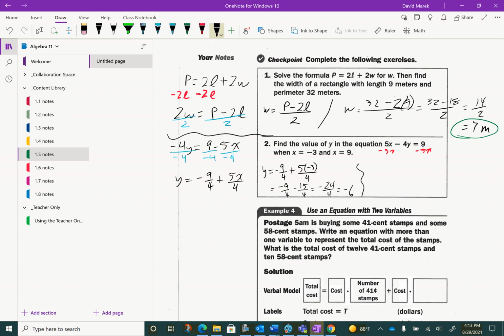And then do it again. y is equal to negative 9/4 plus 5 times 9/4. So negative 9/4 plus 5 times 9 is 45. So if we take 45 basically and subtract 9, that'll give us positive 36/4. And again, that reduces down, so we should get positive 9.